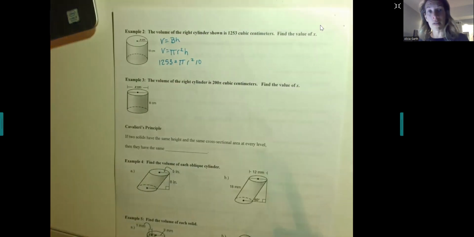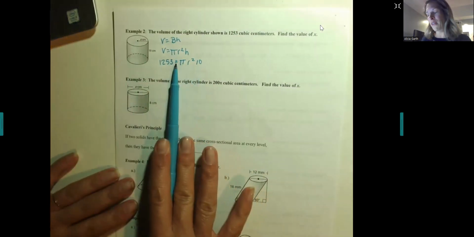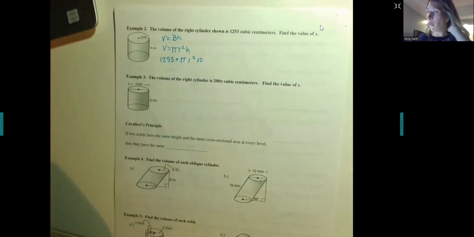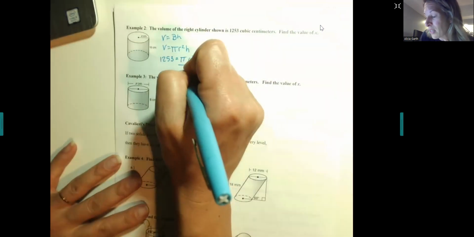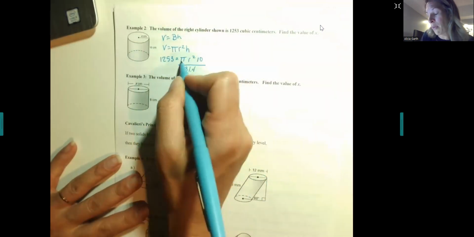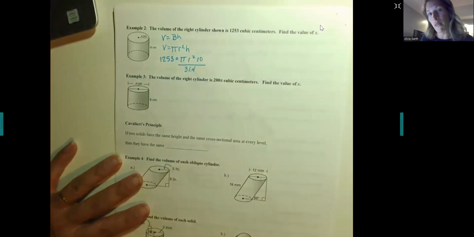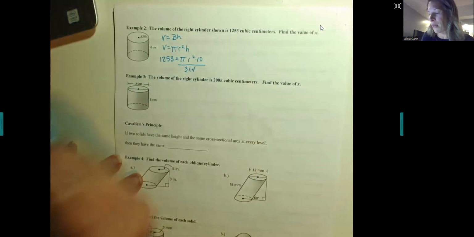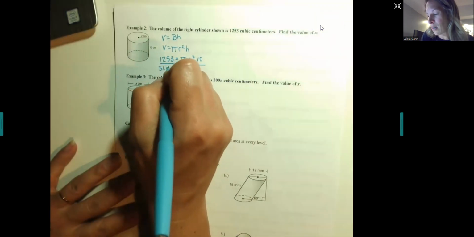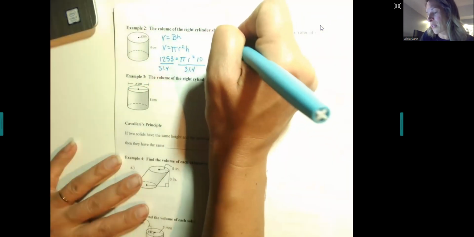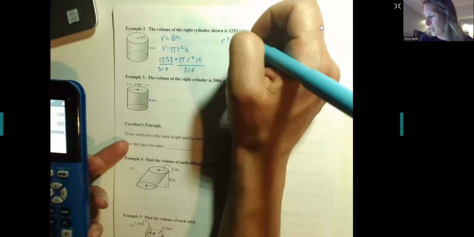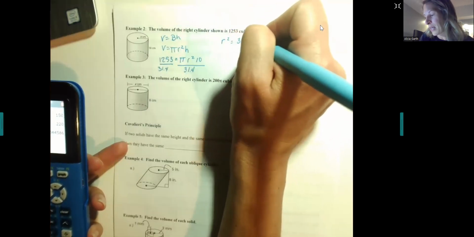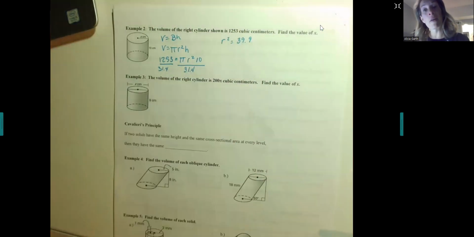So we're going to solve for r. We're going to divide by 10. We're going to divide by pi. We're just going to use 3.14 for pi. So I am going to divide this by 31.4. 3.14 times 10 is 31.4. So I'm dividing by those. If I do it to one side, I have to do it to the other side. So that means r squared is equal to 1253 divided by 31.4, which is 39.9. Now that's my r squared.